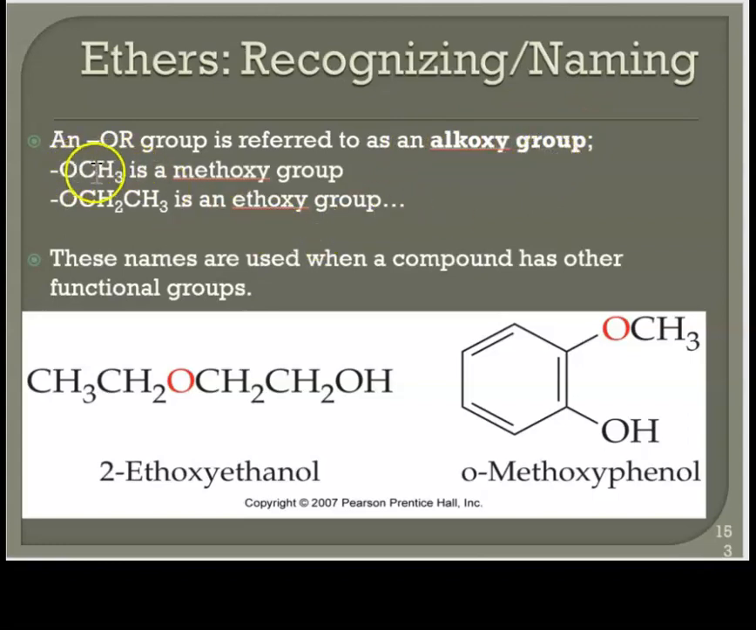So if we're looking at, for example, an oxygen with a methyl group on the end, it's called a methoxy group. Oxygen with an ethyl group on the end, ethoxy group. These are used when the compound has other functional groups. In your homework, I believe you probably noticed this. We have O for the position, right? We have ortho and para and meta positions. And this is the O-methoxy phenol, because this is a phenol functional group.